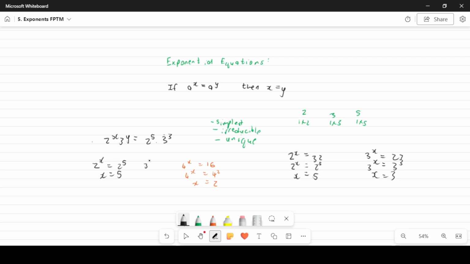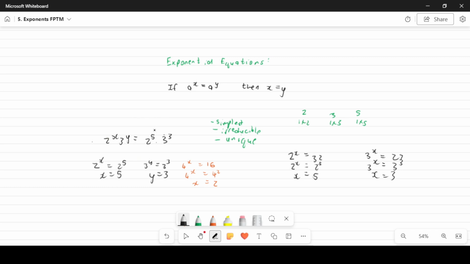If we look at 3 to the y is equal to 3 to the 3, then we can say that y is equal to 3 because we can rest assured that 3 to the power 3 cannot be represented as a product of 2's. There will not even be a factor of 2 in 3 because 3 itself is a prime number and 3 is unique. So therefore y has to be 3 and nothing else.